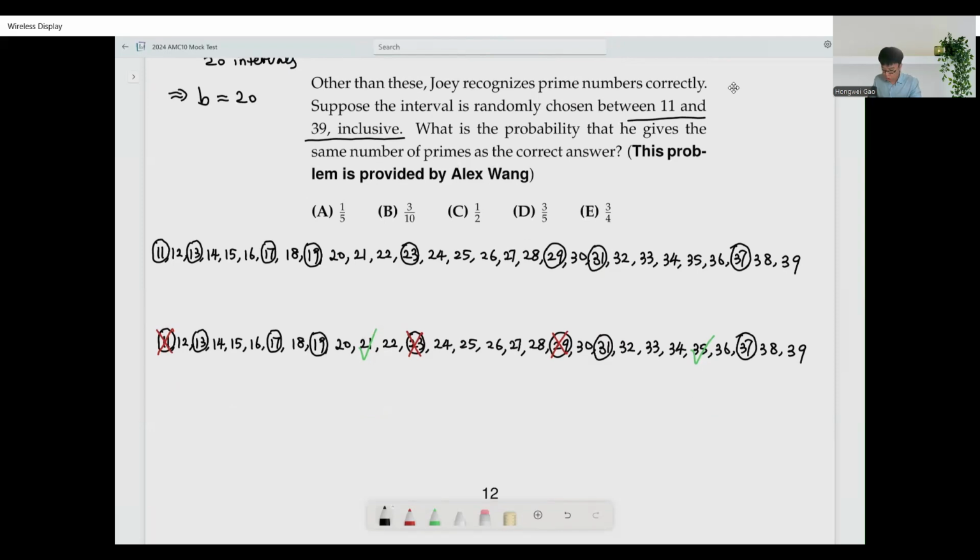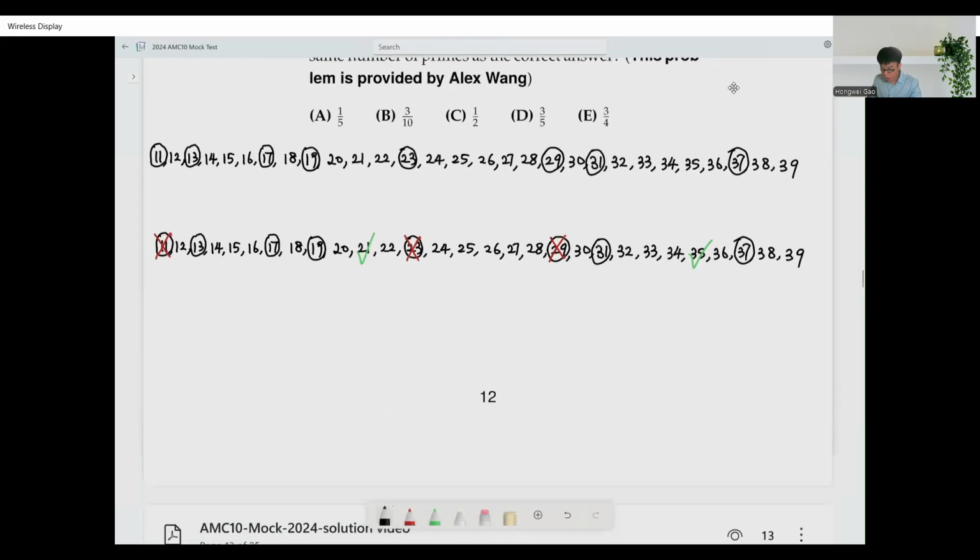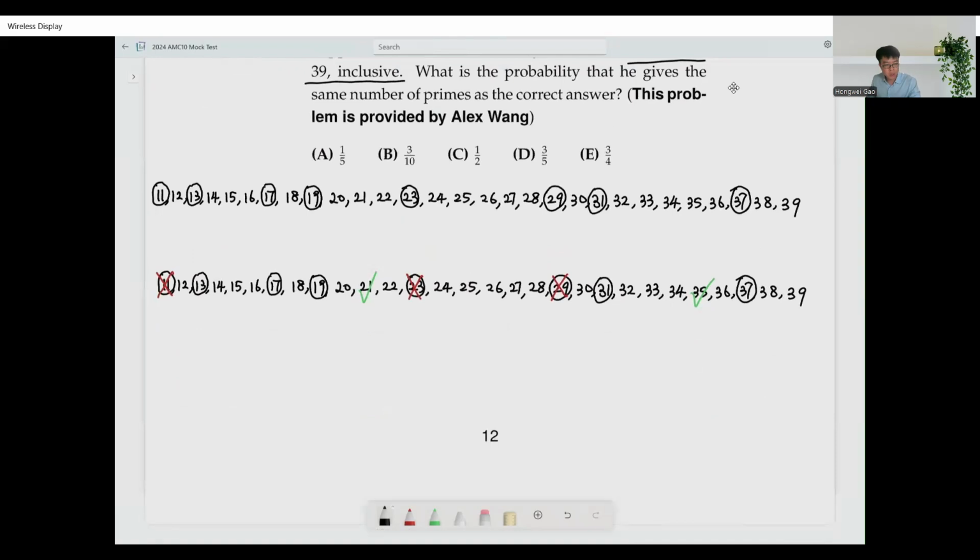So based on this, how many intervals will Joey still give the correct number of prime numbers? In other words, we need to find how many intervals, including 10 numbers, include a green check and one red cross. So we know it's impossible for 11 and 21 to be together because the length is over 10. So the first case will include 21 and 23. To include 21 and 23, we should start from 14.